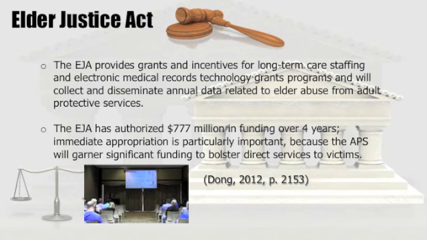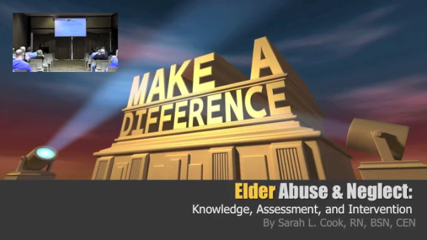The Elder Justice Act provides grants and incentives for long-term care staffing to use electronic medical record technology, and grant programs that will collect and disseminate annual data related to elder abuse from Adult Protective Services. And because of the Elder Justice Act, it authorized over $777 million in funding over 4 years. It was very important because these Adult Protective Services were stretched thin, so hopefully this act has provided the resources to bolster their services to victims and help take care of these elderly patients.